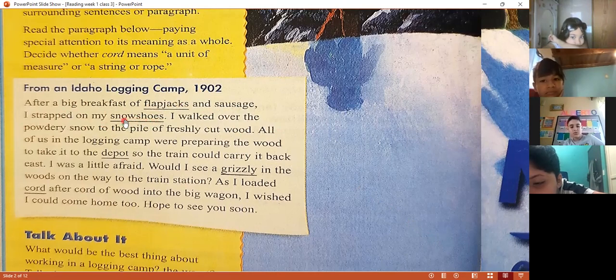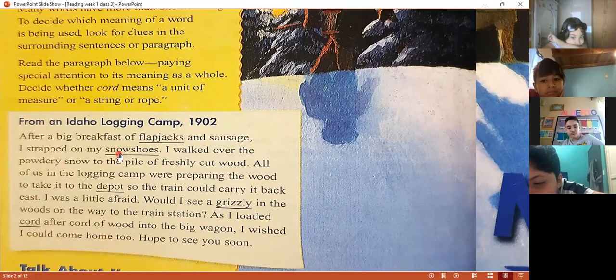Now, I strap on my snowshoes. Do you know what a snowshoe is? The shoes that are on the snow. That's right. So by using the word snowshoe, you can say it's the shoes that you use when you're in the snow. Okay.